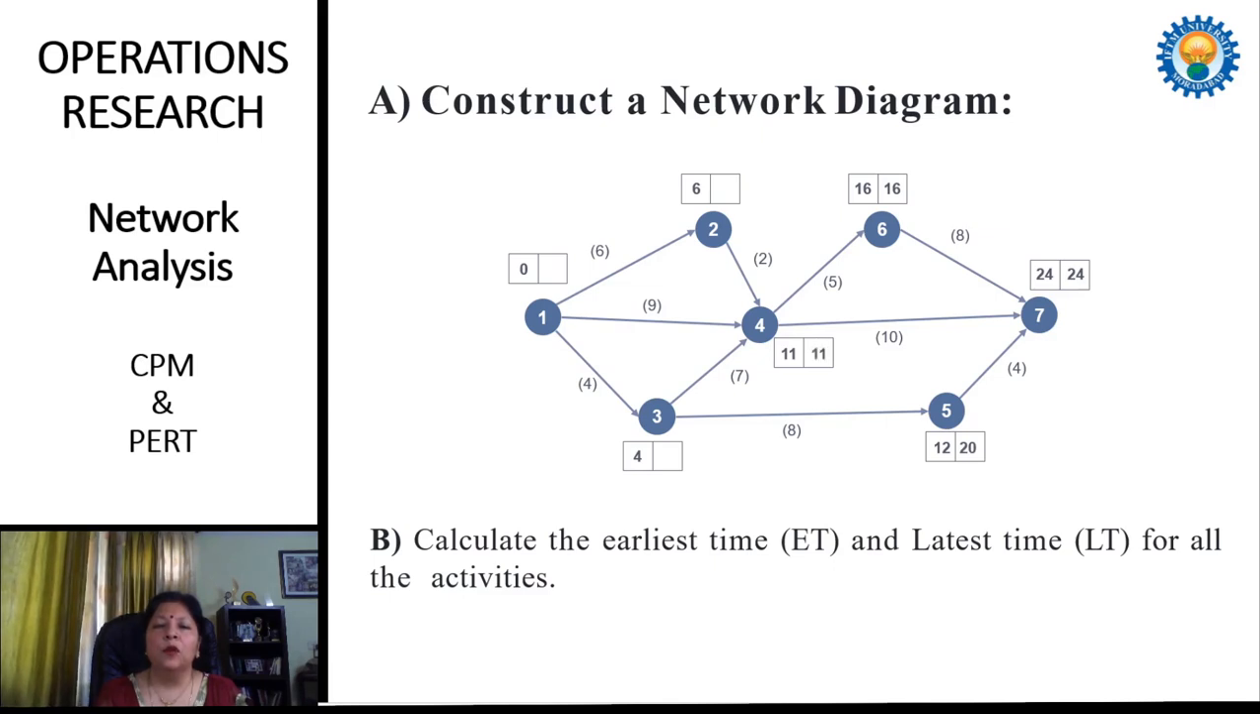Now again when we move to event 4, there are two activities going back. The first one is 6 to 4, the second one is 7 to 4. When we find the latest timings in this situation, we select the minimum. If we move from 6 to 4, the time becomes 16 minus 4 is 12. And when we go back from 7 to 4, the time is 24 minus 10, which means 14. Out of these two, the minimum is 11. So on event 4, the latest time is 11.